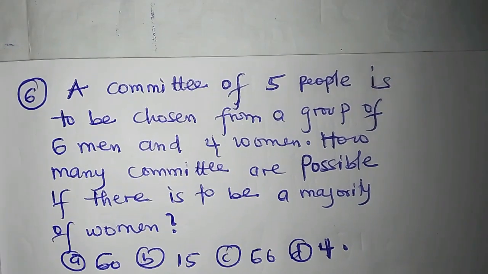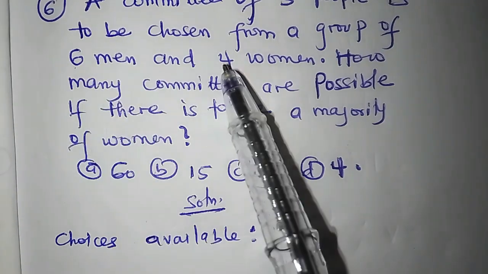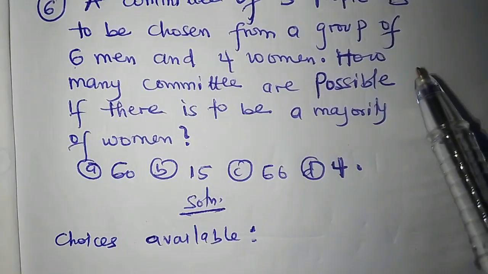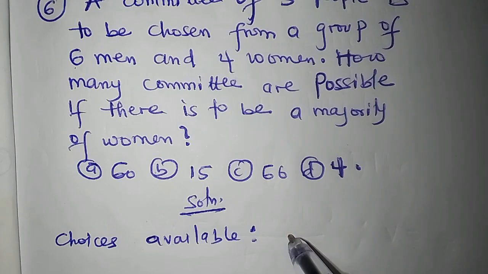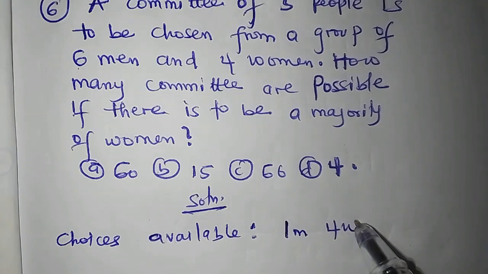So it means that if we are to choose 5 people from 6 men and 4 women such that the women will be always more than the men, it means that if we choose 1 man, for example, then we will choose 4 women.